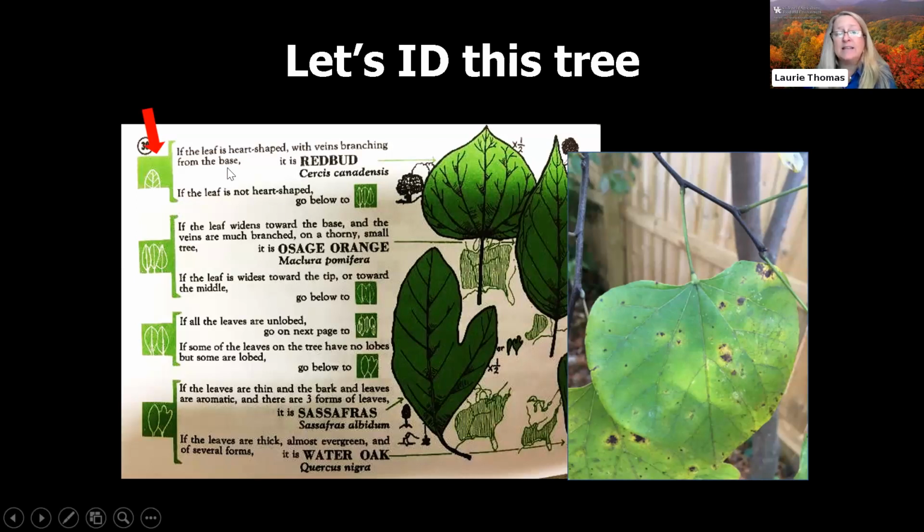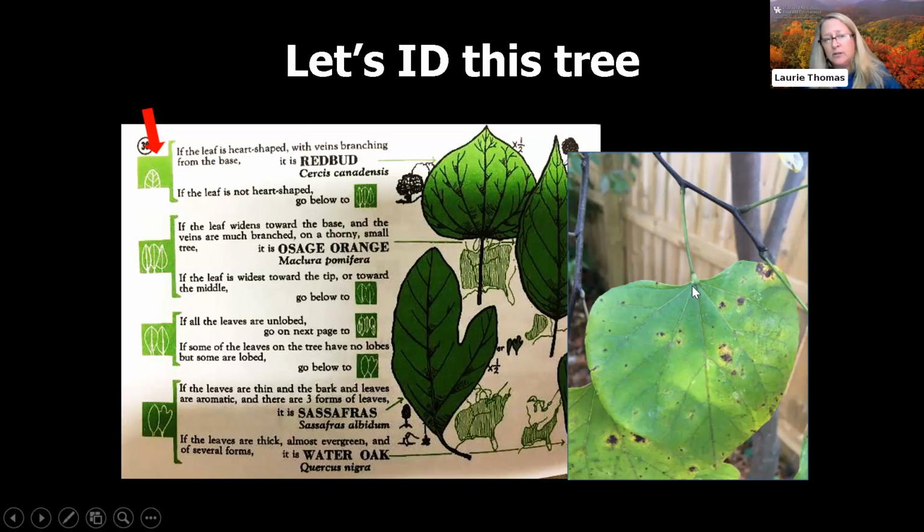And now it's asking us about kind of leaf shape. And we might potentially have an answer here because we see it's giving us a potential answer. It asks if the leaf is heart-shaped with veins branching from the base, or if the leaf is not heart-shaped. Well, let's look. It looks somewhat heart-shaped. I mean, it's not super heart-shaped, but when we look at our sample over here, there's an arrow from this redbud drawn to this leaf right here. It looks very much like that leaf.